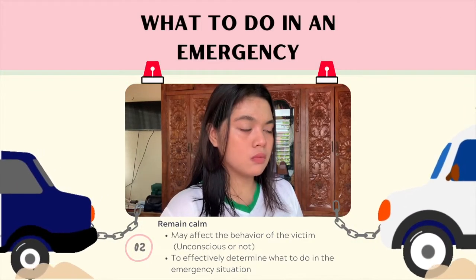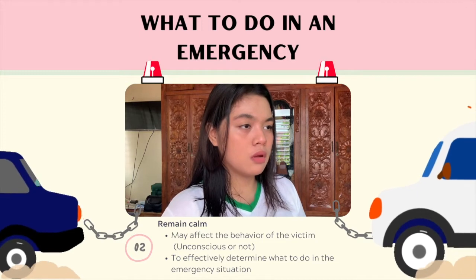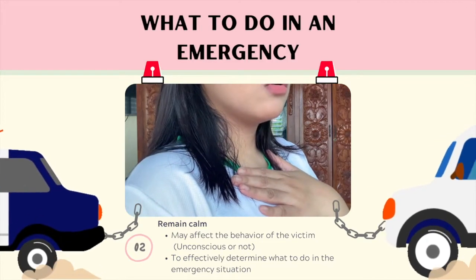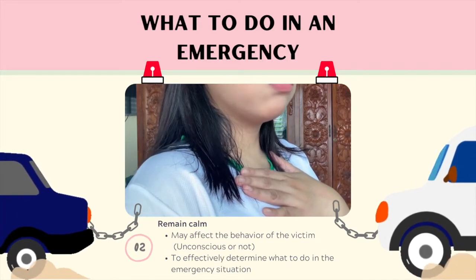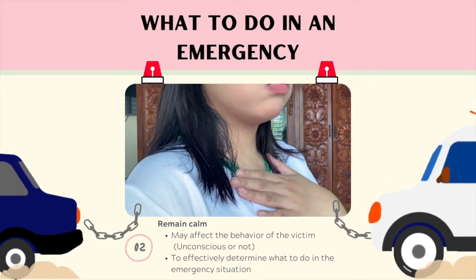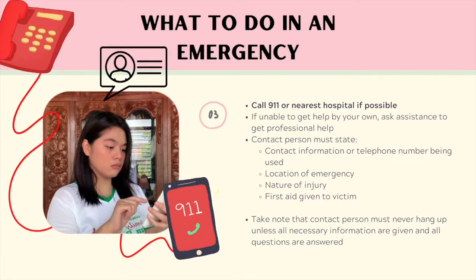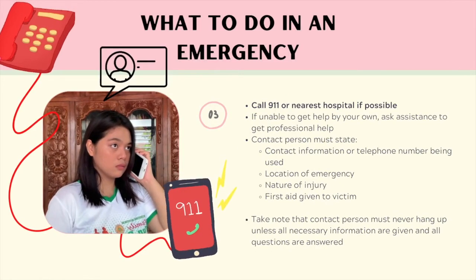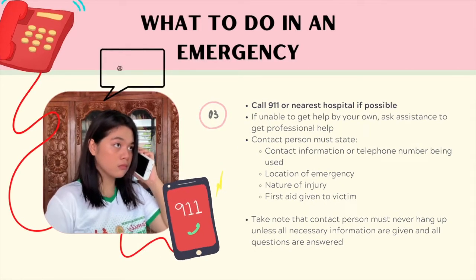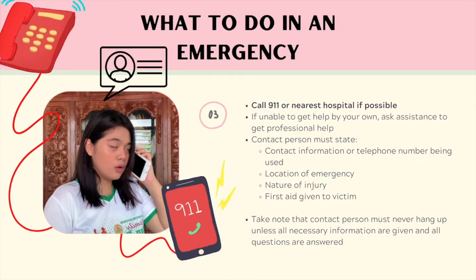Next, remain calm. Losing composure may affect the behavior of the victim, may he or she be unconscious or not. When calm, you will be able to effectively determine what to do in the emergency situation. Call 911 or the nearest hospital if possible. If you are unable to get help on your own, ask assistance to get professional help.